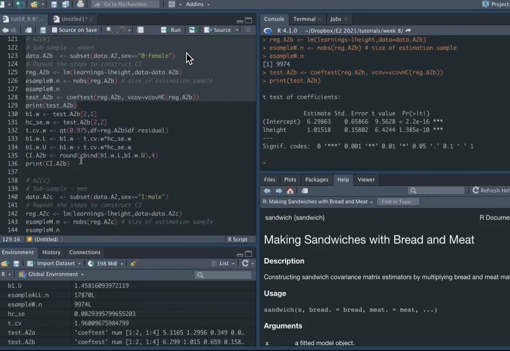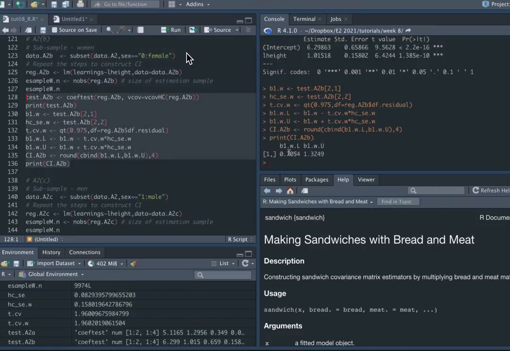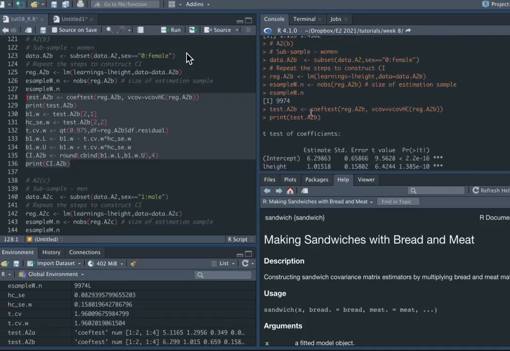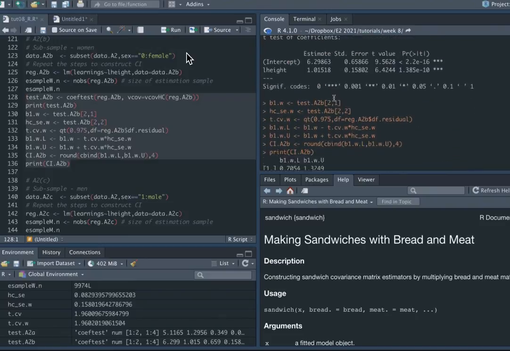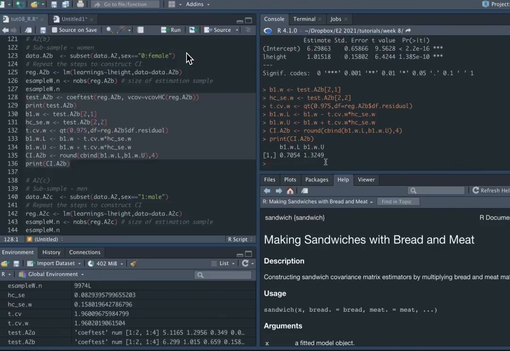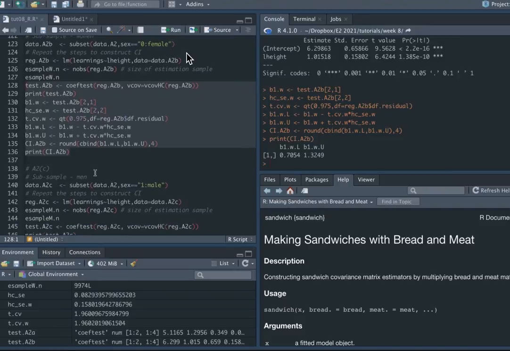And now we can make the same confidence interval. We see that it's not so precisely estimated, especially considering that we have almost 10,000 as our sample size. You see the elasticity with 95% confidence is somewhere between 0.7 and 1.3.